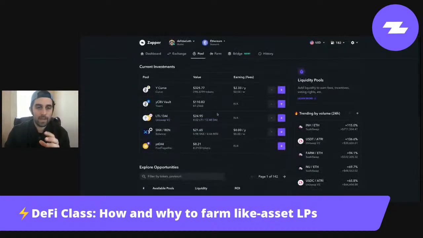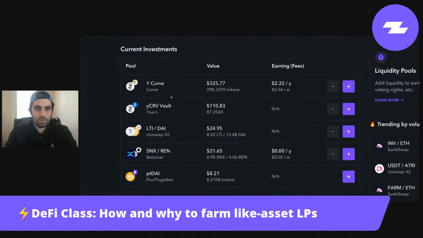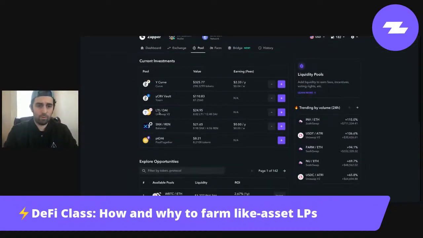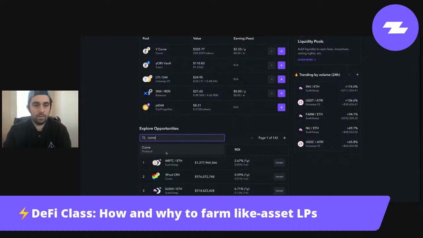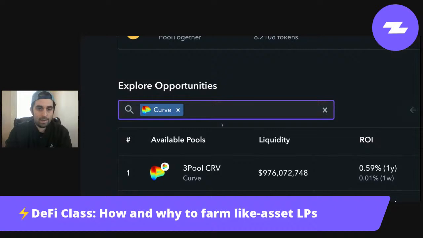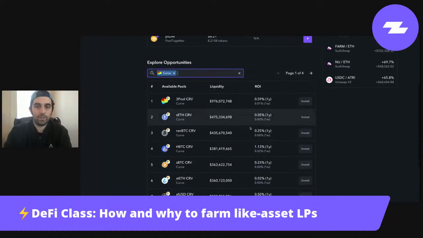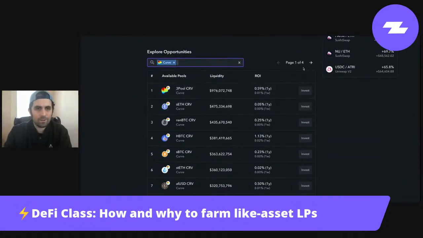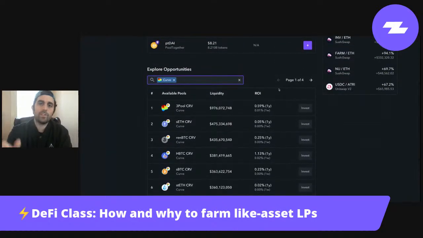Now, if I go back to the pool tab, you can see I'm actually in one of these in this account. I'm in the Y Curve pool, and that is one with USDC, Tether, DAI, and True USD. Now, if I'm focusing on these Curve pools, I go back to this, look up the Curve protocol, click that. Zapper will then filter down to, I think, nearly 40 opportunities listed on here. So these are all built on the Curve protocol.